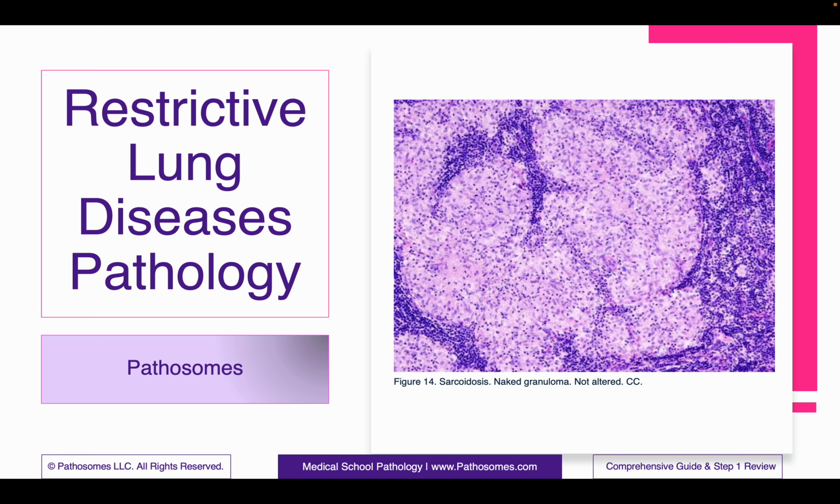Now, the astute medical student is probably looking at this granuloma and has already realized that it is a naked granuloma, which makes them think of sarcoidosis, right? We're going to be talking about this and much more in this presentation on Restrictive Lung Diseases Pathology.